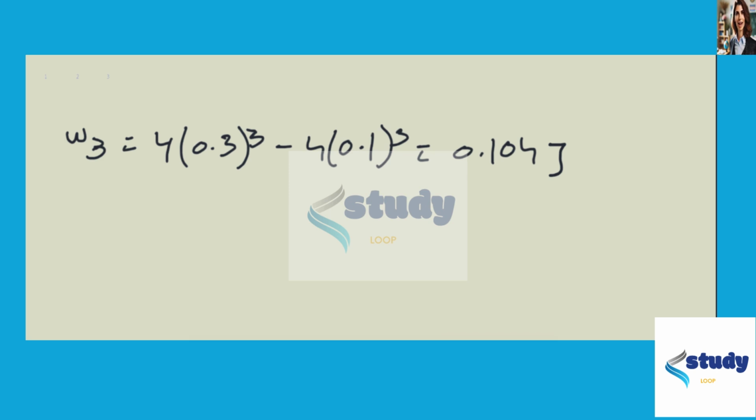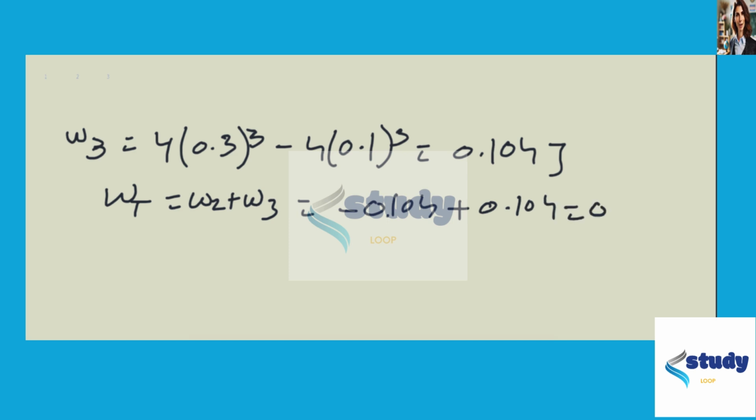Part D: by calculating the total work from parts B and C, we get total work equal to W2 plus W3. That is equal to minus 0.104 plus 0.104. This gives us 0. Since the total work done on a proton is 0 when the initial point and the final point are the same, this force is a conservative force.